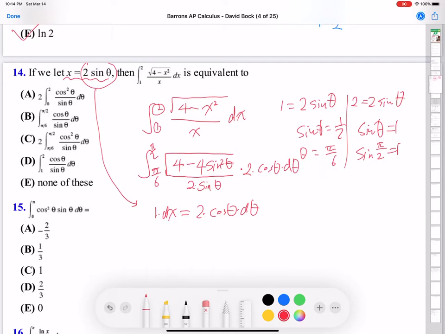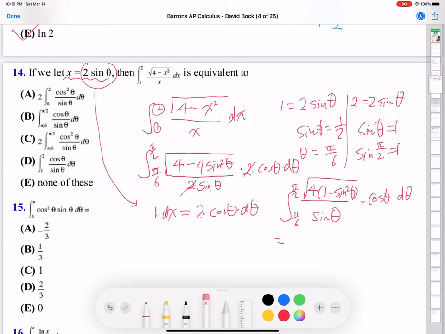Okay, then I simplify this. Pi over 6 to pi over 2. 2 and 2 cross out. The bottom is still sine theta. And then what is top? That is square root of 4 times 1 minus sine squared theta and times cosine theta d theta.